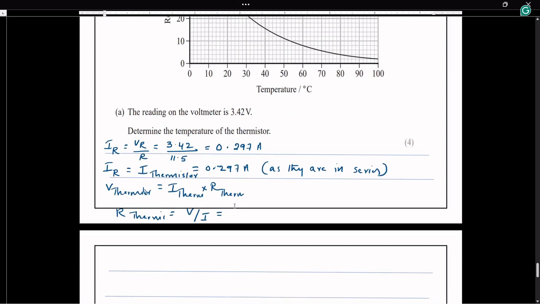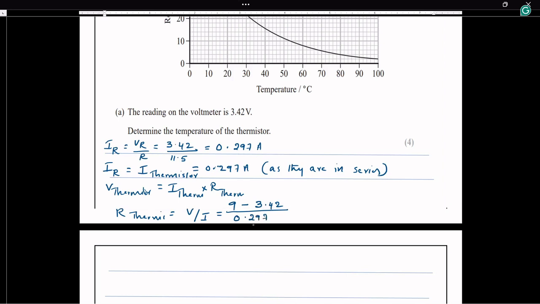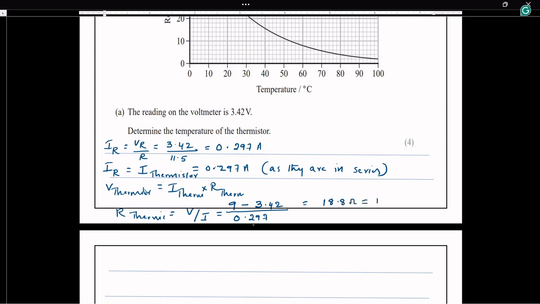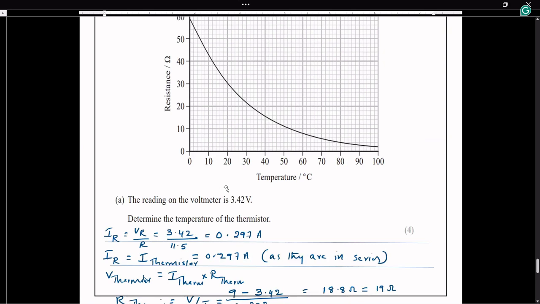We know the current, so let us see, the voltage of the thermistor will be 9 minus the voltage of the resistor, which is 3.42. This is the voltage of the thermistor over the current of the thermistor, which is 0.297, and this will give an answer of approximately 18.8 ohms or approximately 19 ohms. Now let's see what is the temperature for 19 ohm resistance. Where is 19 ohm resistor? So the 19 ohm resistor is coming this side.